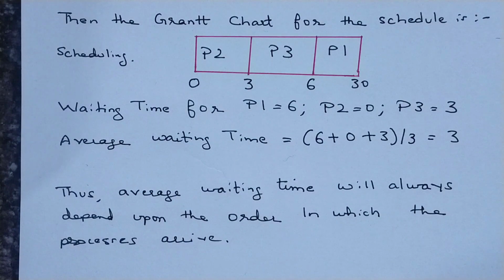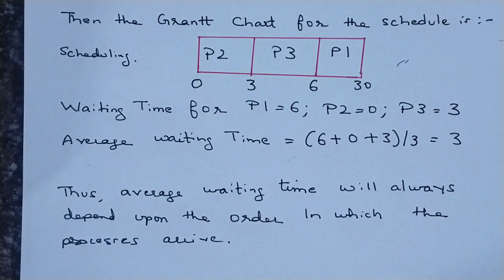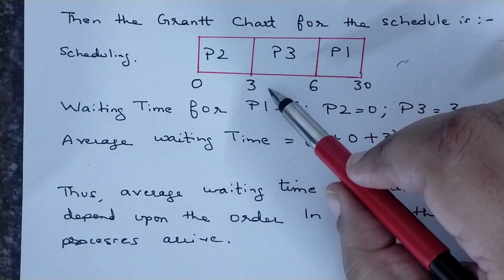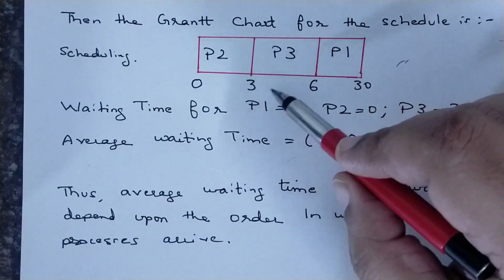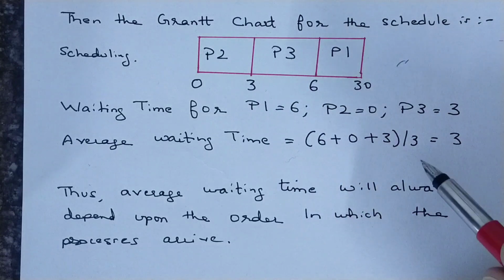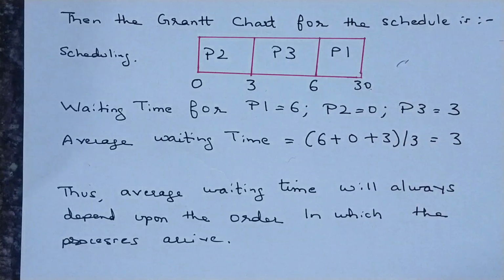Now suppose that processes arrive in the order process P2 followed by process P3 and process P3 followed by process P1. Now below I have designed a Gantt chart for this schedule. In this schedule, process P2 arrives at 0 milliseconds and gets executed for 3 milliseconds. Process P3 arrives at 3 milliseconds and gets executed for 3 milliseconds. And lastly, process P1 arrives at 6 milliseconds and gets executed for 24 milliseconds.